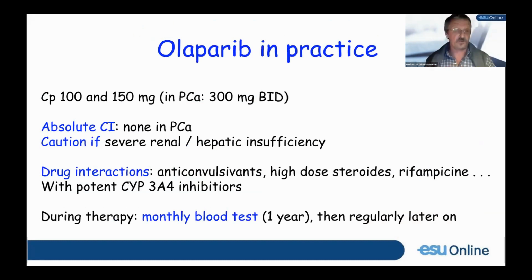Therefore, olaparib, which is the only drug available in Europe, has no absolute contraindication in prostate cancer. There is a strong word of caution if you have a very severe renal or hepatic insufficiency. There are a lot of drug interactions, and as usual, we are very often dealing with old men. So clearly, drug reconciliation is absolutely needed. And probably the most important thing during the therapy, treatment monitoring is absolutely needed, and a monthly blood test for a year. Remember the roughly 23% grade 3 and above anemia that you might have with olaparib.